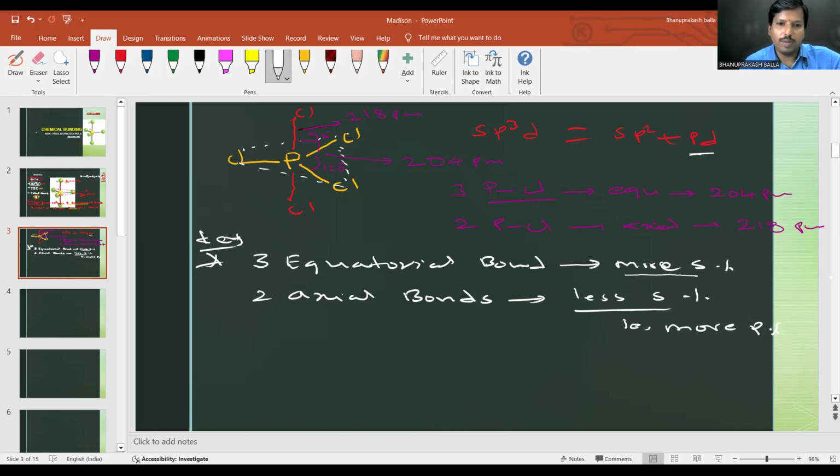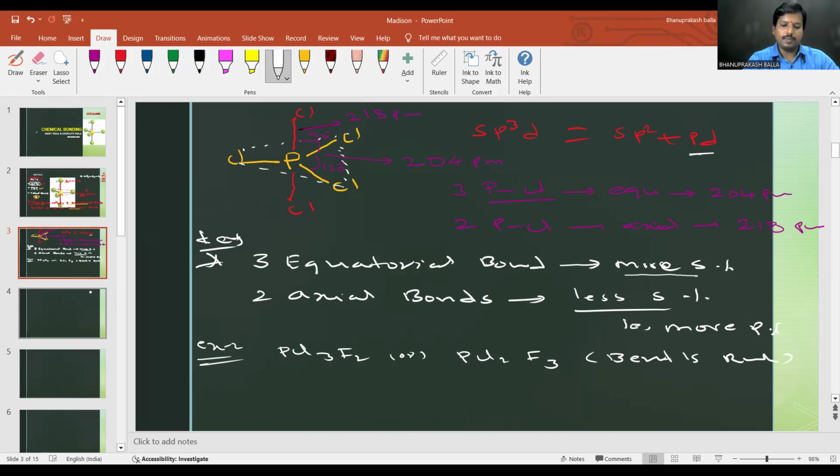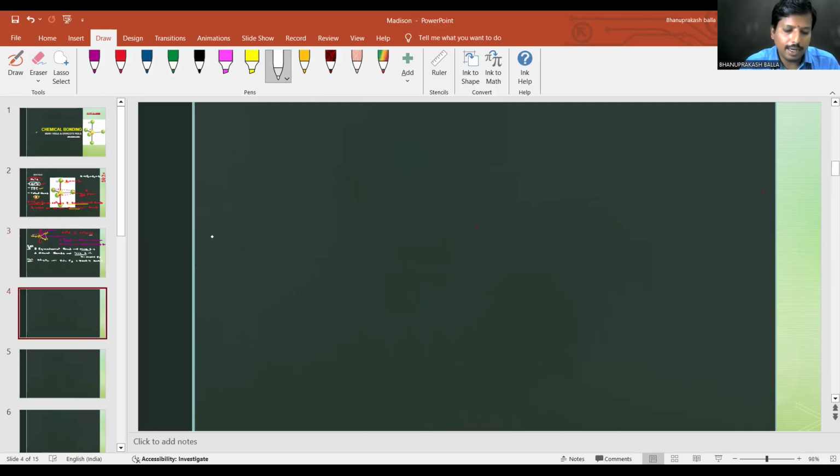Got it? To better understand this concept, I want to take one more example, example 2, either the PCl3F2 molecule or the PCl2F3 molecule. So it is our concept. According to Bent's rule, you can apply it. So what is the Bent rule in TBP geometry, particularly in trigonal bipyramidal geometry?